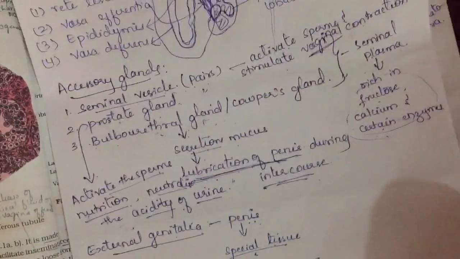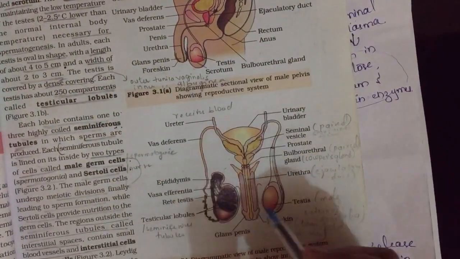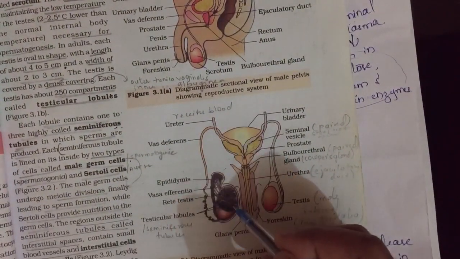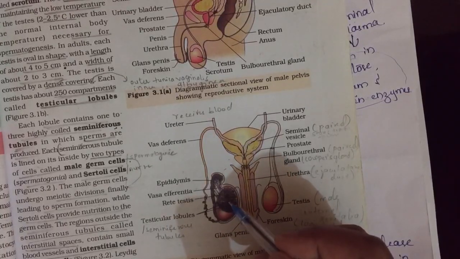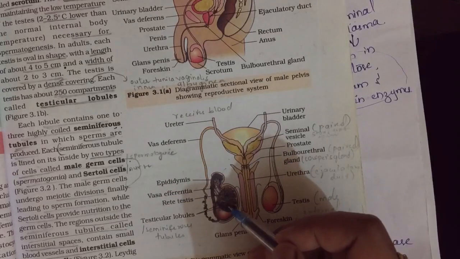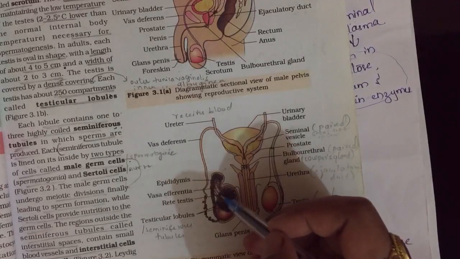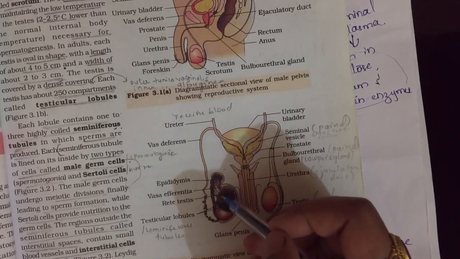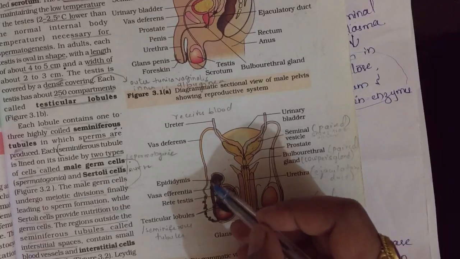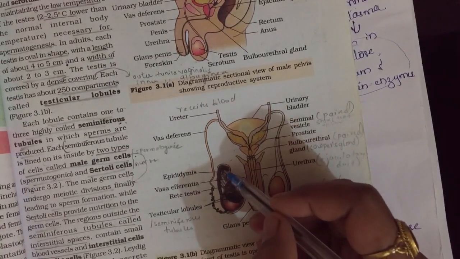Now once again I shall go through the diagram and we shall recall the complete structure. These are the pair of testes. These testes have testicular lobules with the seminiferous tubules. Seminiferous tubules produce sperms. They consist of two types of cells: spermatogonia and Sertoli cells. Spermatogonia produce sperms, which are stored in the rete testis. From there they reach the epididymis through the vasa efferentia. In the epididymis they get nutrition and are stored for 18 to 24 hours.